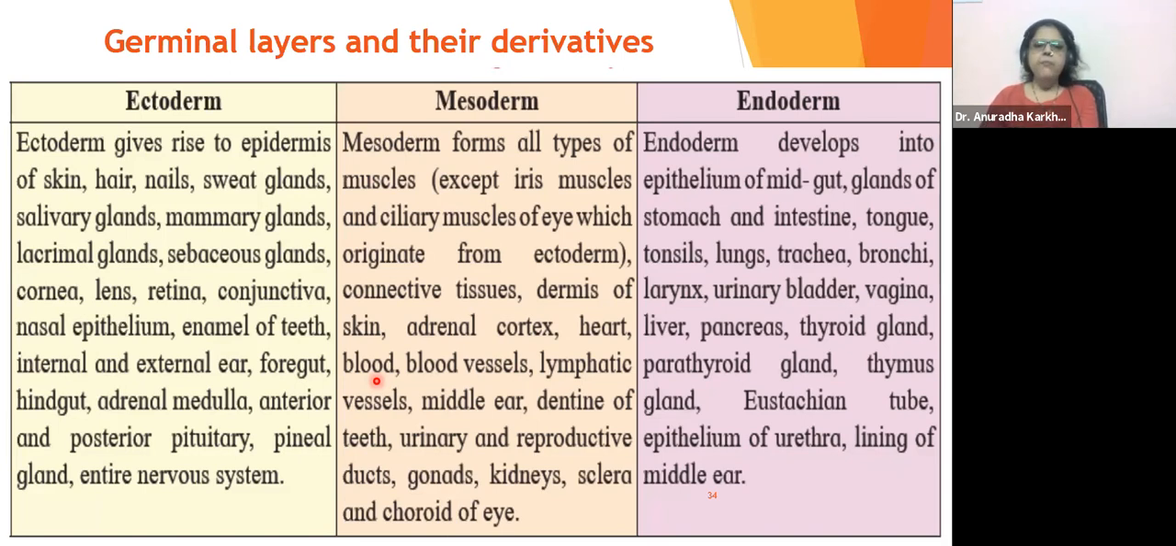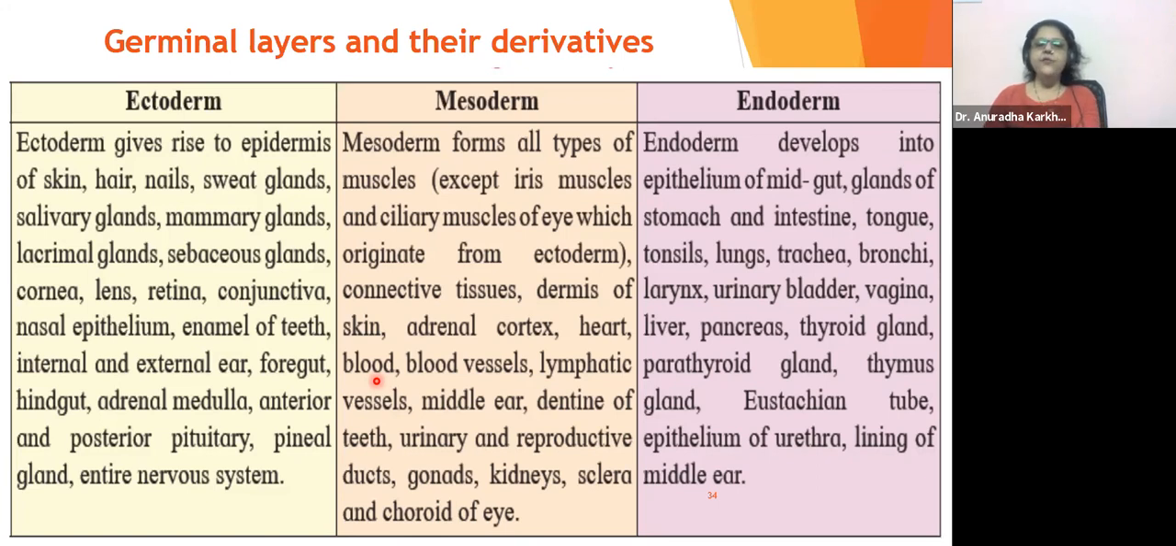Heart, blood, blood vessels, lymphatic vessels, middle ear. See, outer ear and inner ear were ectodermal. Middle ear is going to be mesodermal. Okay. Enamel of teeth was ectoderm, dentine of teeth is mesoderm.